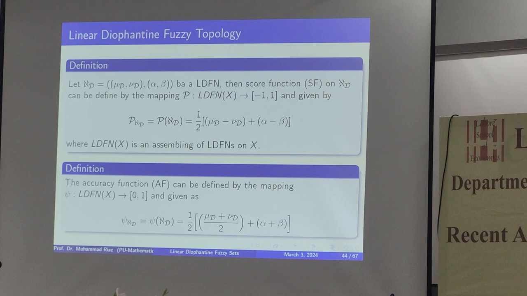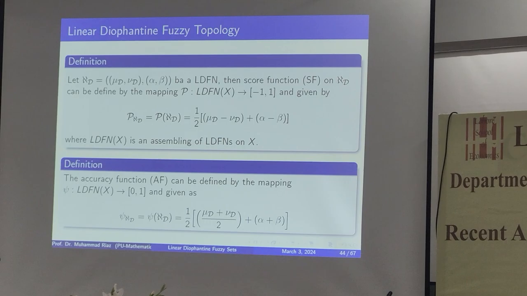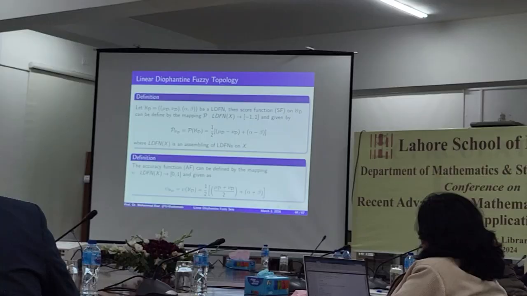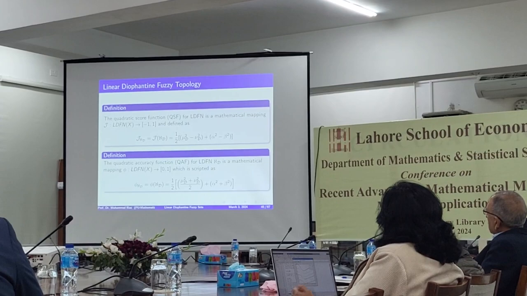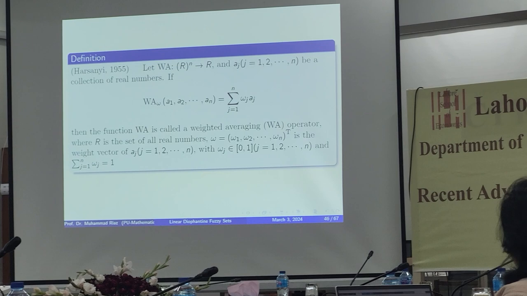Then we construct the interior, closure, frontier, limit points, and basis. We can check its separation axiom properties. So linear diophantine fuzzy topology is a host of topology. Then we have some score functions for linear diophantine fuzzy numbers. Now we come to the idea of aggregation operators.